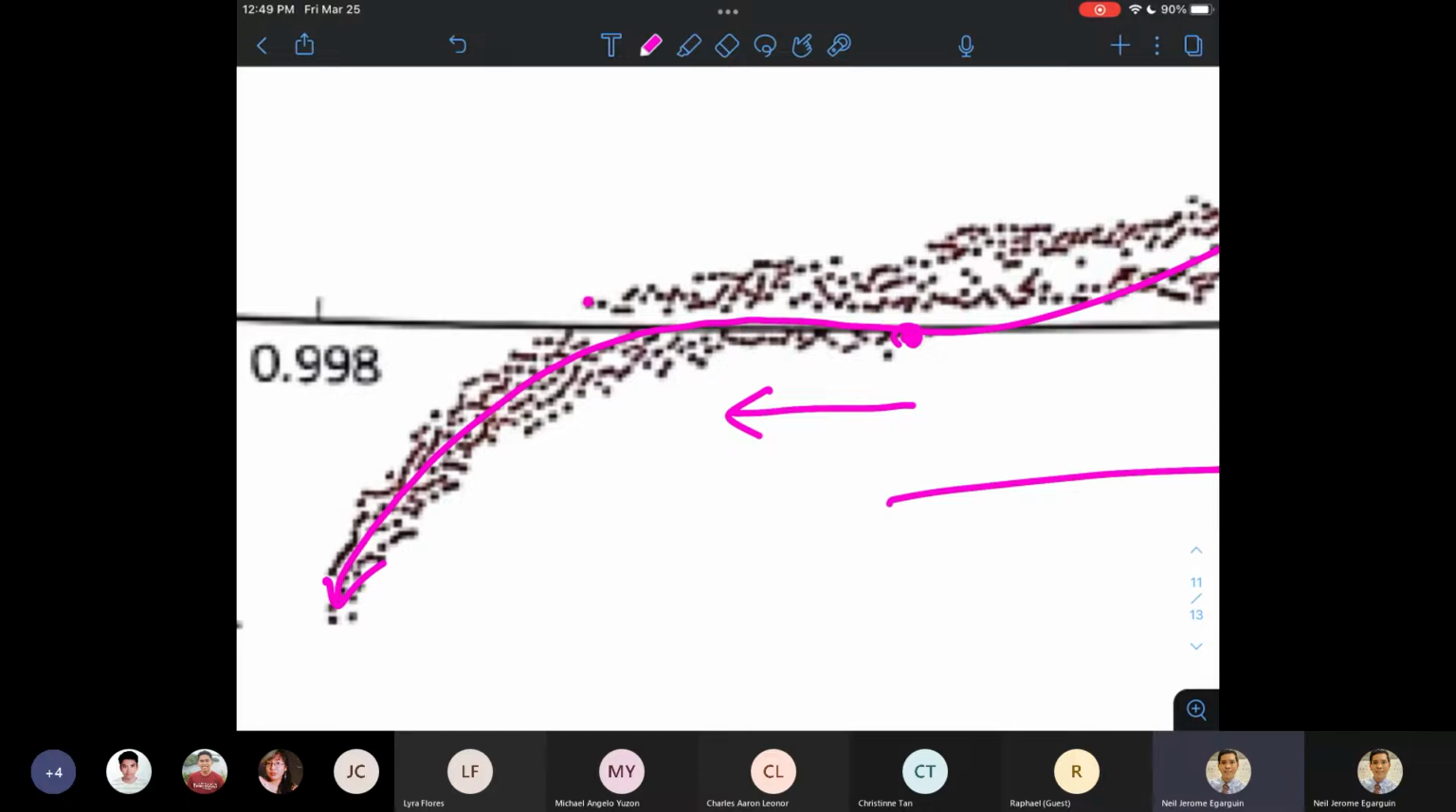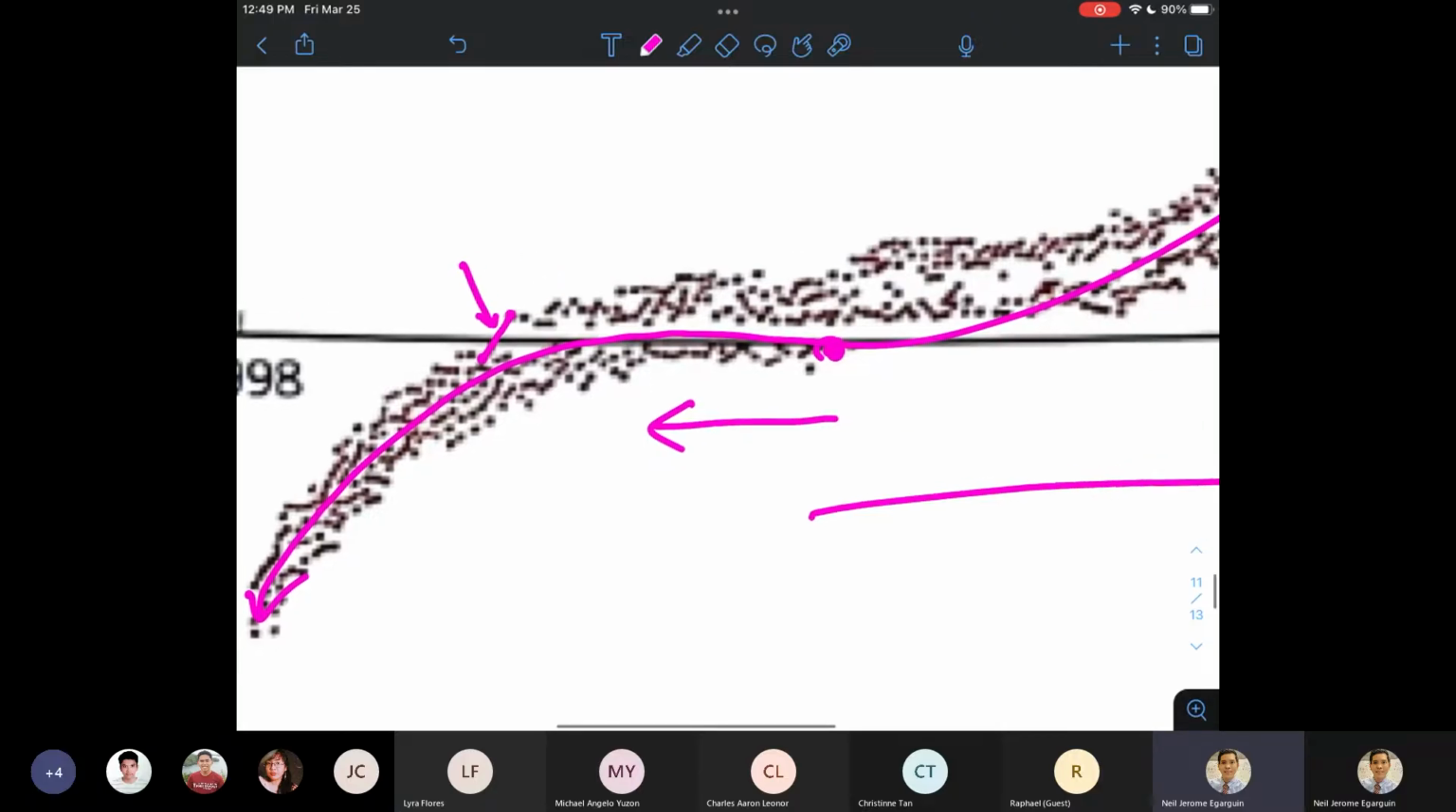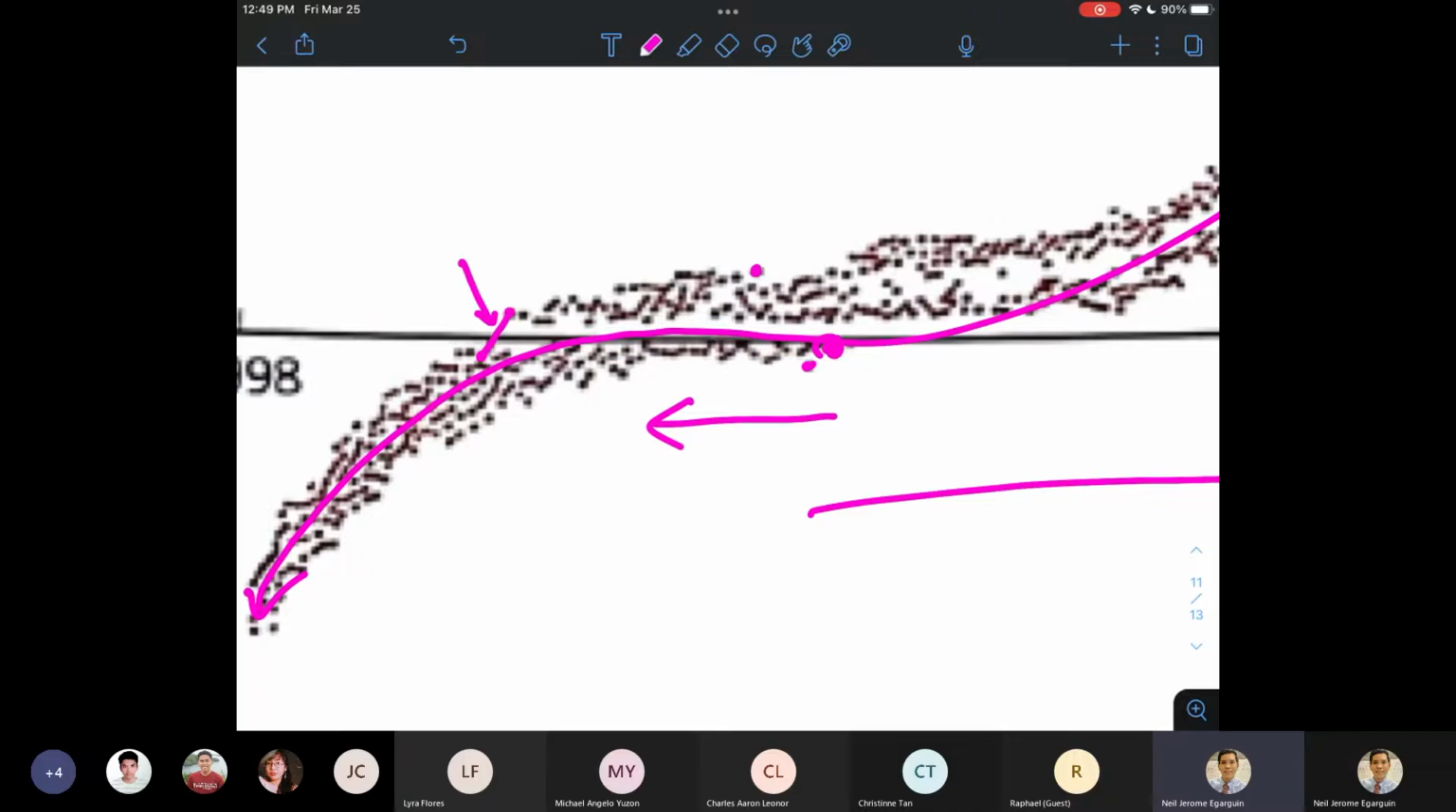Meron akong dot dito. Meron akong dot dito. So, ibig sabihin, IVT says, meron akong root dito, if I am relying my analysis on this discrete set of points. Ayun, may point pa ako dito. May point pa ako dito. Pag kinonect ko yan, oh, IVT na naman. Meron ako diyang isang root. So you see, na-propagate yung number of roots because of the uncertainty of the function value evaluations.